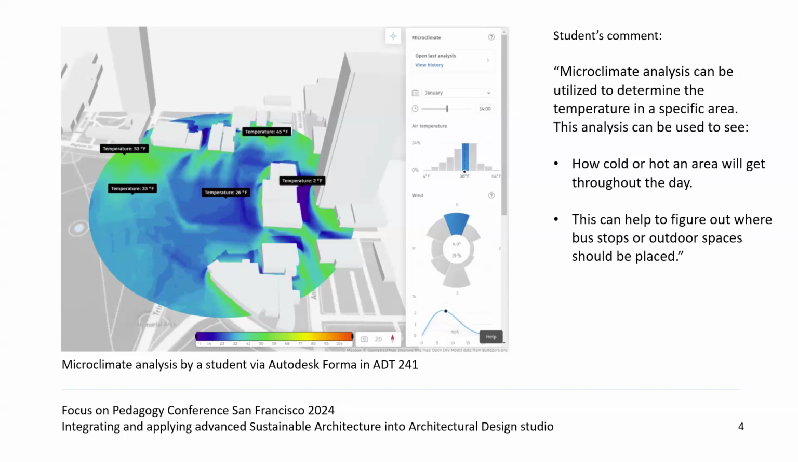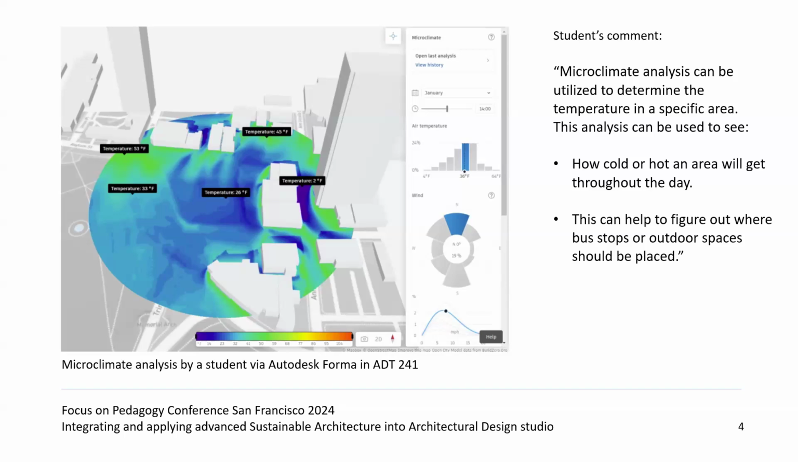For all those environmental aspects, Autodesk Forma uses the weather data file for a specific location. All the data comes from the weather data, except the noise analysis, which comes from numbers that the students gathered from research and findings on the internet. For instance, in this slide, you can see a microclimate analysis for the project.